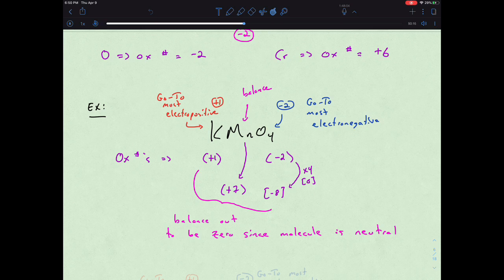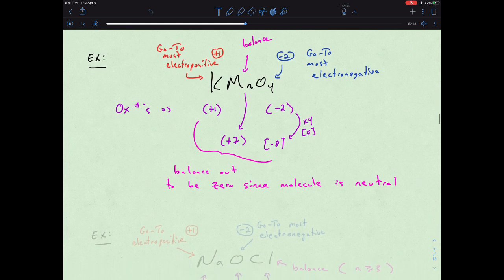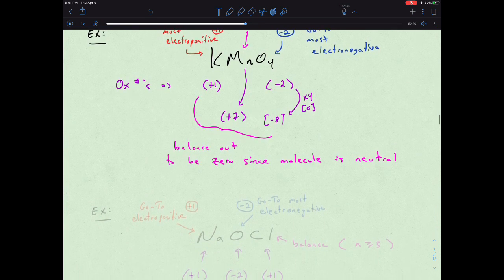Again, 1, 2, 3, electropositive, then electronegative, and then the middle element, or the transition metal element, or element that has the ability to expand their octet. We then have that as the last step to balancing out the oxidation numbers. There are some interesting ones out there. I guess we'll do just one more as far as that is concerned.